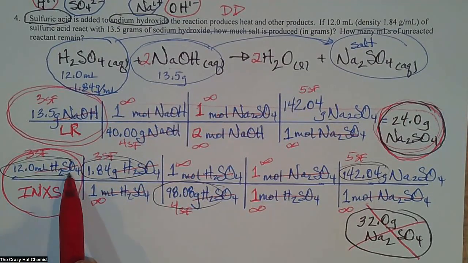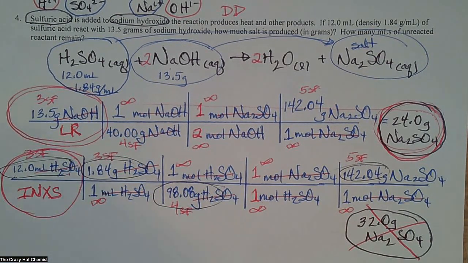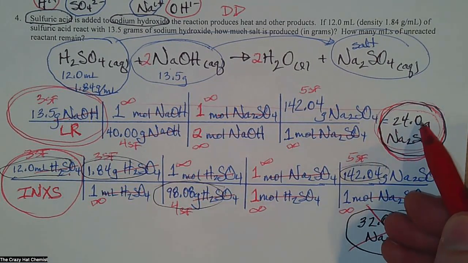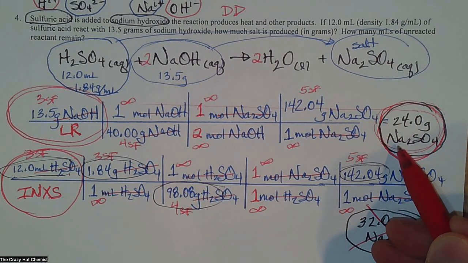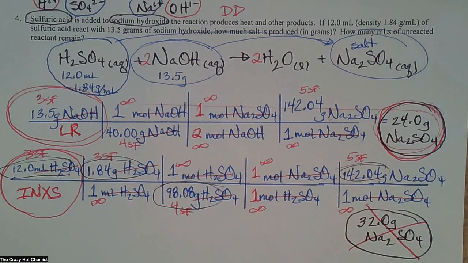So H2SO4, sulfuric acid, is in excess. The limiting reagent is sodium hydroxide. The amount that is produced is 24.0 grams of salt, which is sodium sulfate. Okay. Now, I am still not quite done. There's one more thing that I need to answer, and that is how many milliliters of unreacted reactant remains.